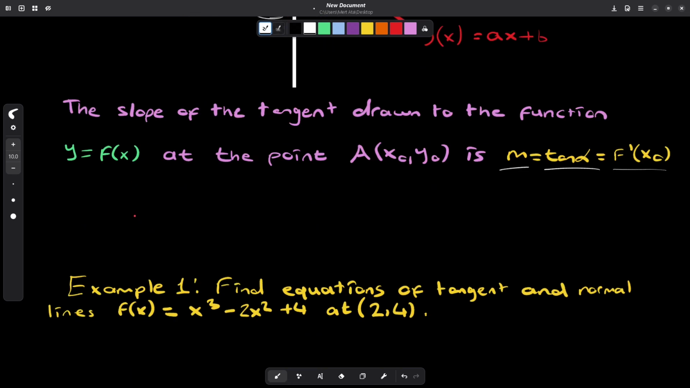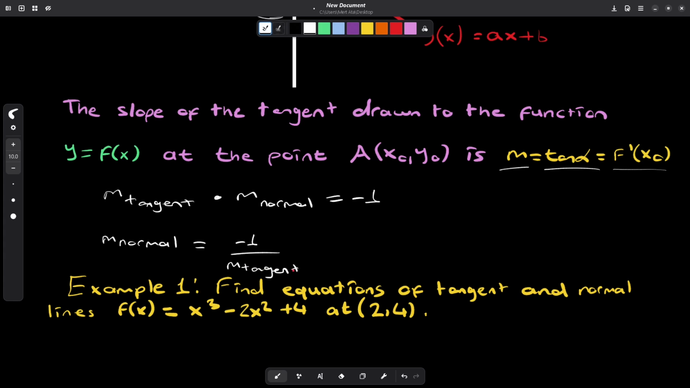I want to add one more thing. M tangent, which is the slope of the tangent line, multiplied with m normal, which is our normal line, will be equal to -1. This means our m normal is equal to -1 over m tangent.